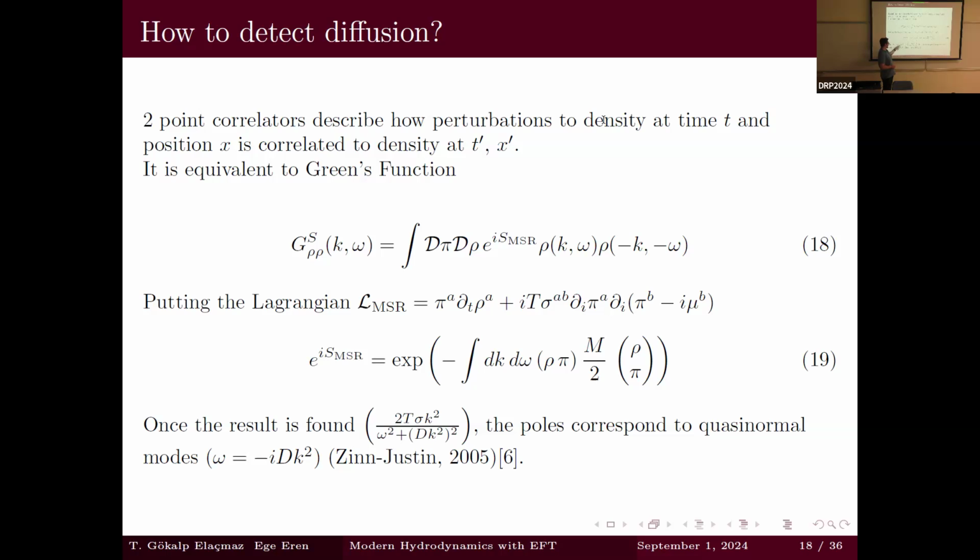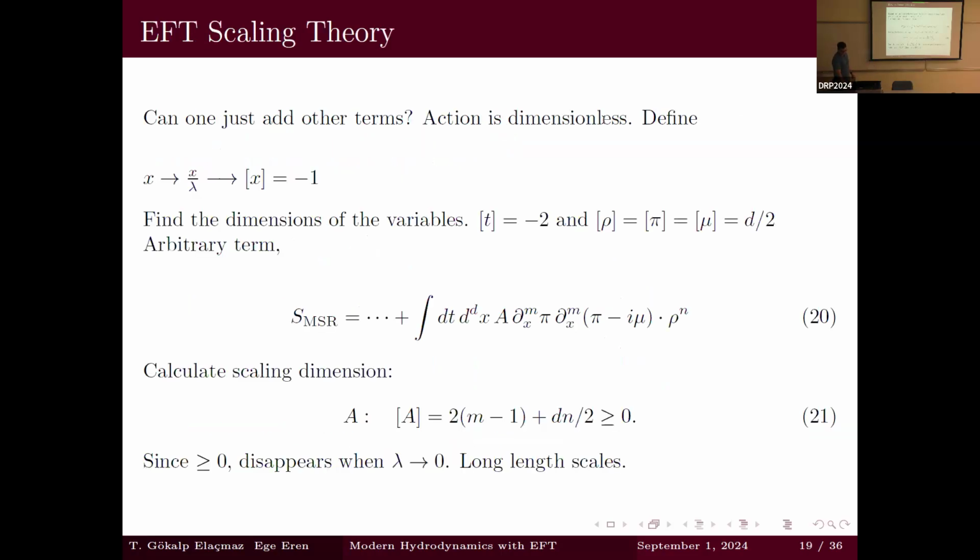And the result turns out to be this one, and the poles of this correspond to the quasi-normal modes. So remember we were measuring how the density change affects another point. The poles give you where this correlation is largest. So that's why the poles correspond to the quasi-normal modes.